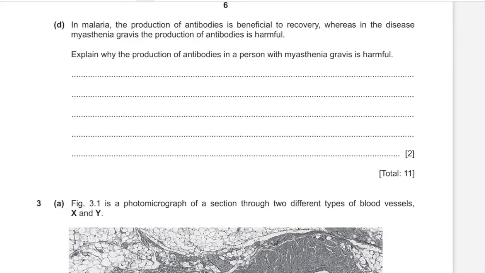In malaria, the production of antibodies is beneficial to recovery, whereas in the disease Myasthenia gravis, the production of antibodies is harmful. Explain why the production of antibodies in a person with Myasthenia gravis is harmful. This disease is an autoimmune disease, meaning that antibodies attack self-antigens, so they work against self-antigens, which is why their production is harmful.